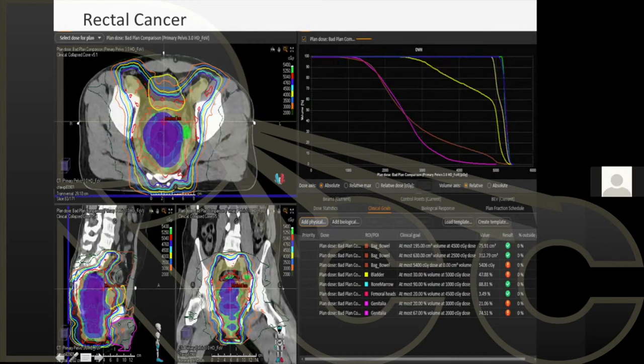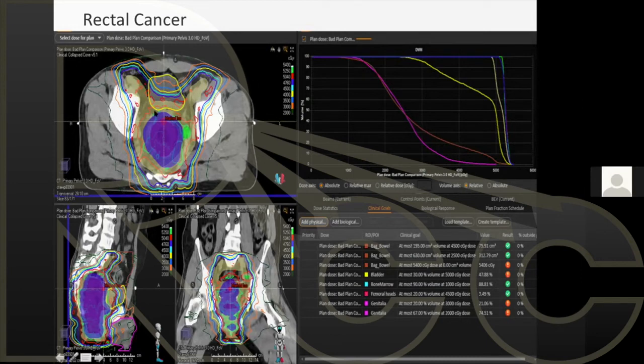The key is you're going to treat the whole rectum. So the rectum is not even a normal tissue that you're going to worry about. What you're going to worry about is your bladder, your femoral necks, and your small bowel. So let's look at this case, and you're going to look at your small bowel, your femoral head, and your bladder. But the other thing you want to do is make sure that you're covering your disease. But you can see, and when I look at plans, I look at it multiple ways.